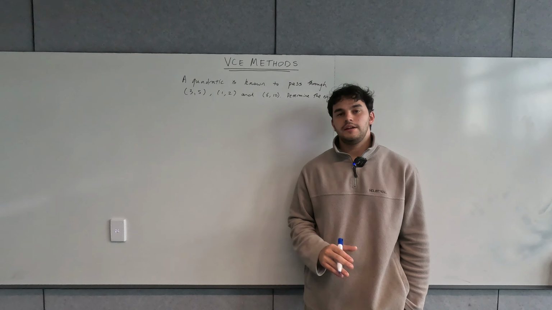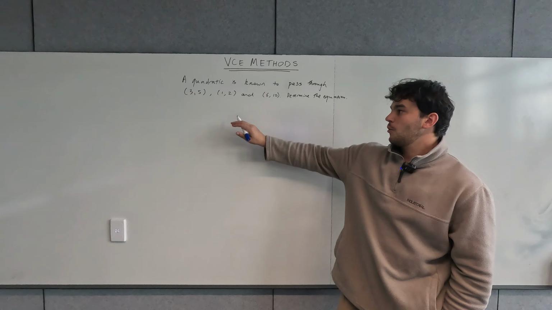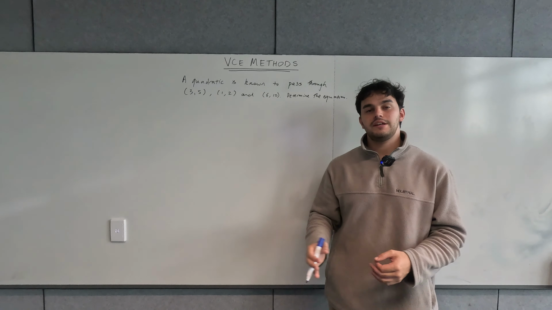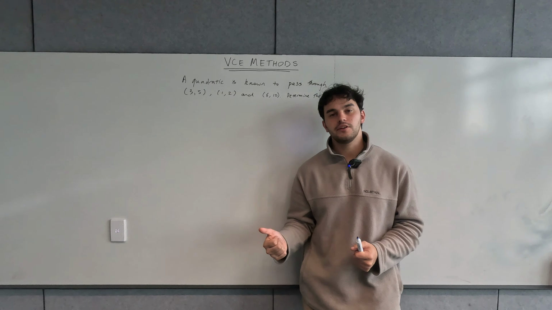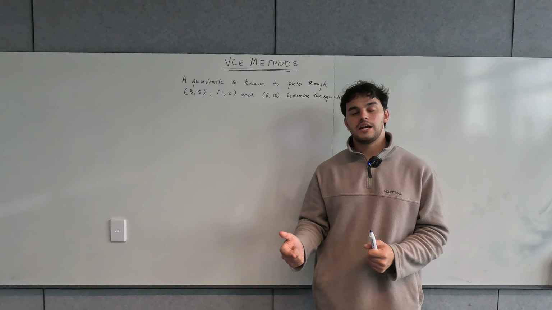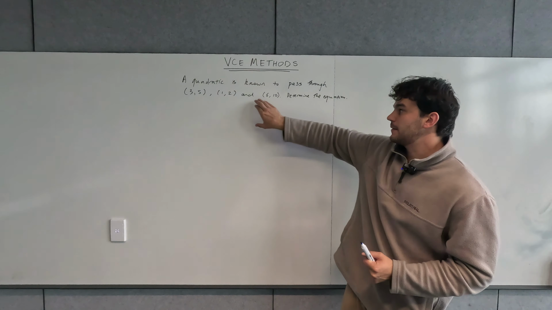Now for the final type of information that we're given, we have 3 random points that don't have any significance. So for example, we don't know that any are turning points, and we also don't have any x or y intercepts. So we just have 3 random coordinates here.